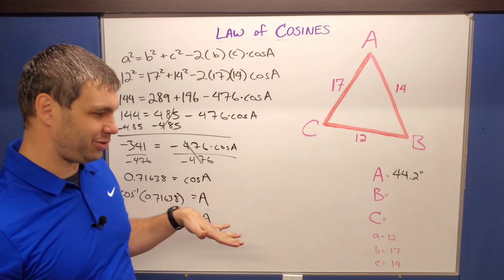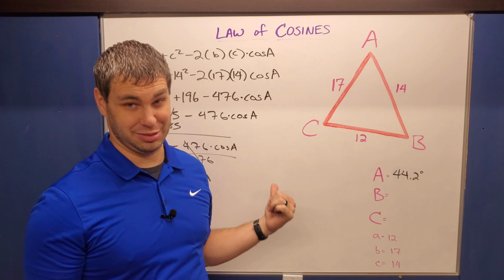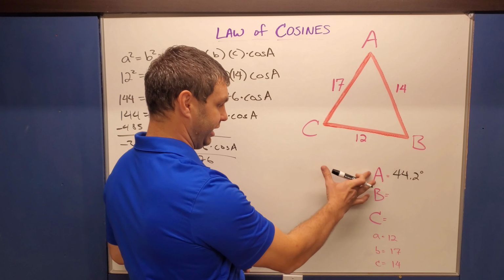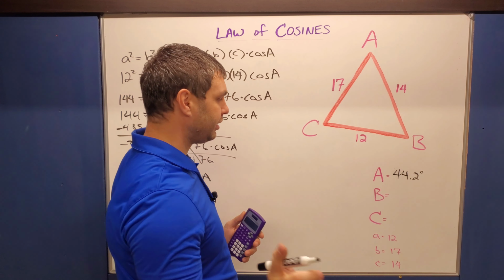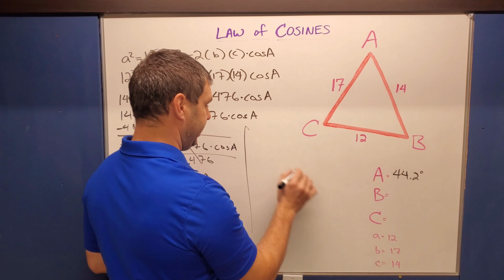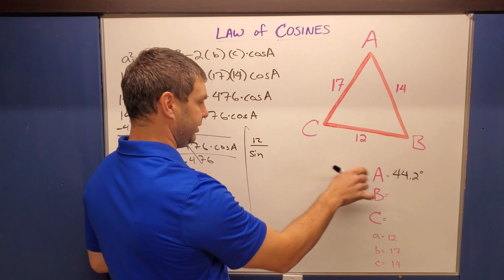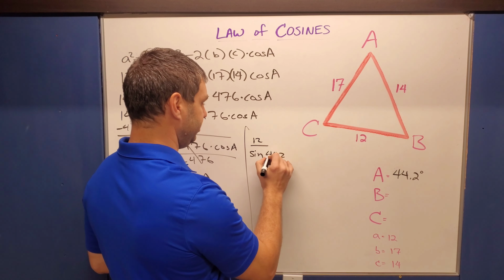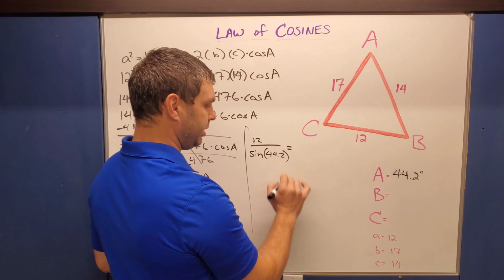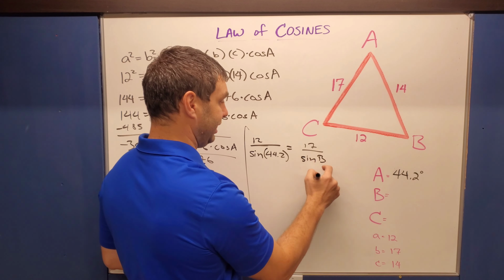Now, once you have done law of cosines and found one of those missing angles, I would encourage you, if possible, to use law of sines to figure out the rest. It's going to be a little bit easier than all of that. In this case, I have both of my A's, both capital and lowercase a, and because of that, I can now use law of sines. So I'm going to say little a, which is 12, over sine of capital A, which is 44.2, set equal to little b, 17, over sine of capital B, which I don't know.